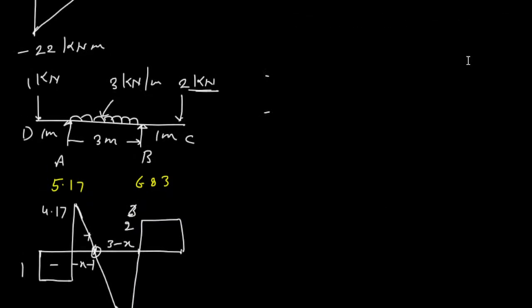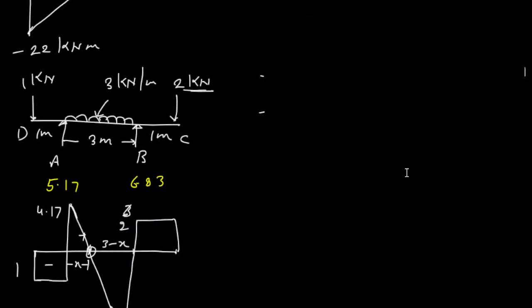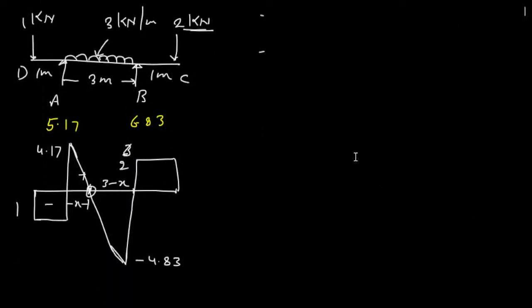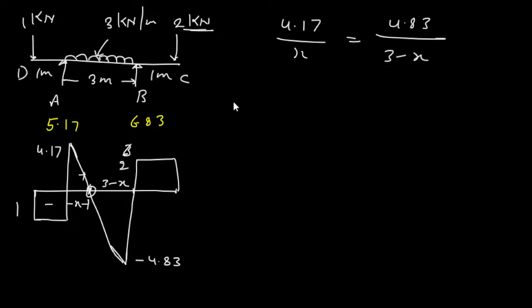So by applying similarity criteria, what we can say? We can say that 4.17 divided by x will be equal to 4.83 divided by 3 minus x. Here it is 4.17, here it is 4.83. So we will cross multiply. 4.17 times 3 minus x is equal to 4.83 times x.